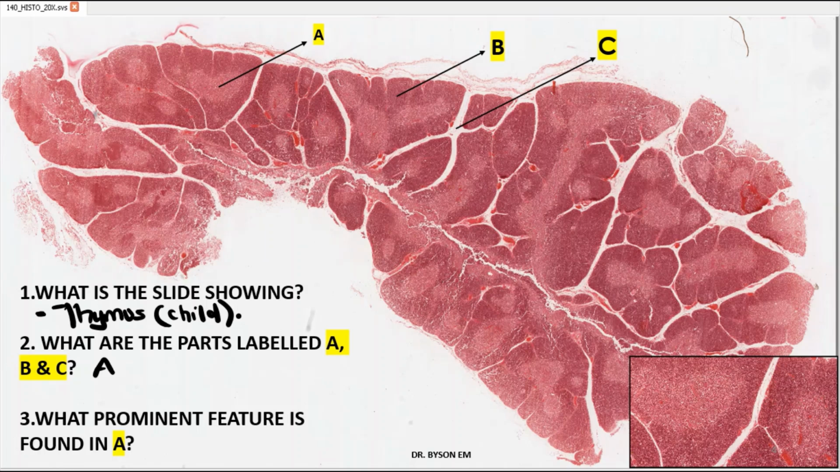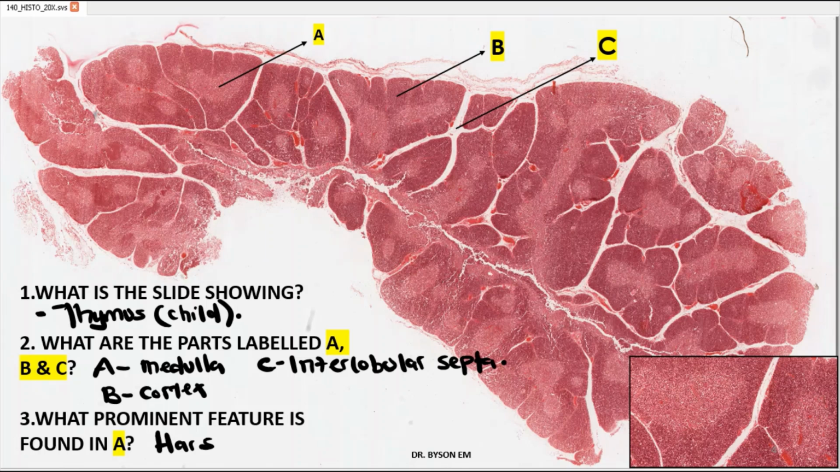So A is the medulla, it is light. B is the cortex, it is dark. And C is the interlobular septum. What prominent feature is found in A, which is the medulla? Here you find the Hassall's corpuscle.